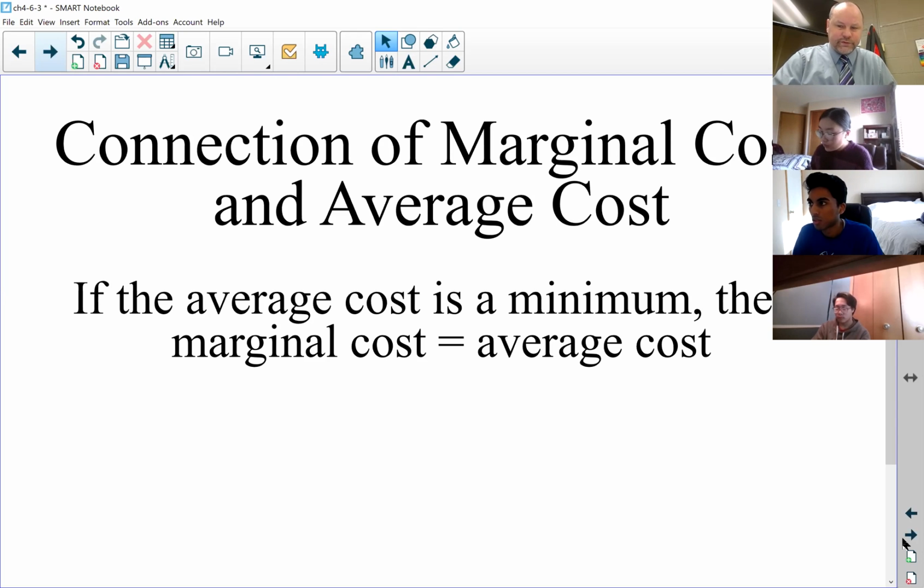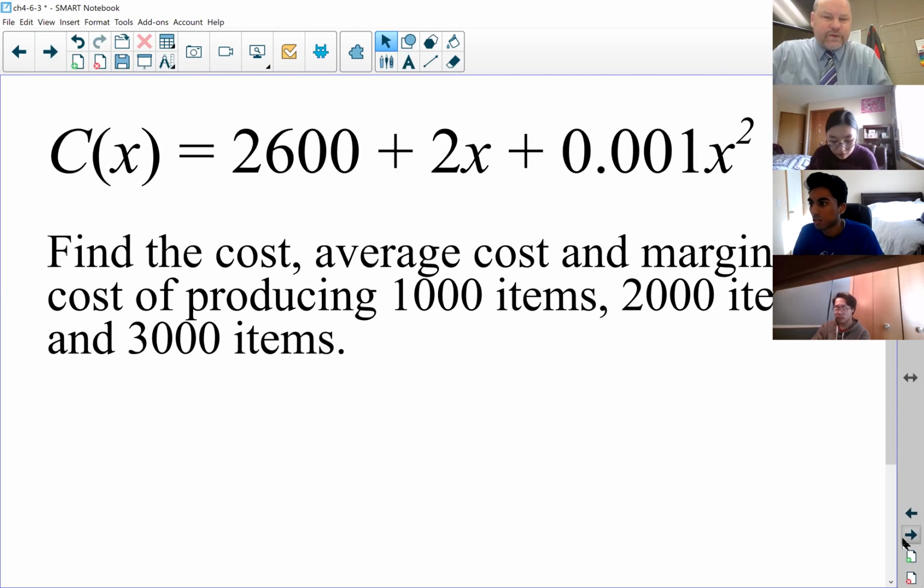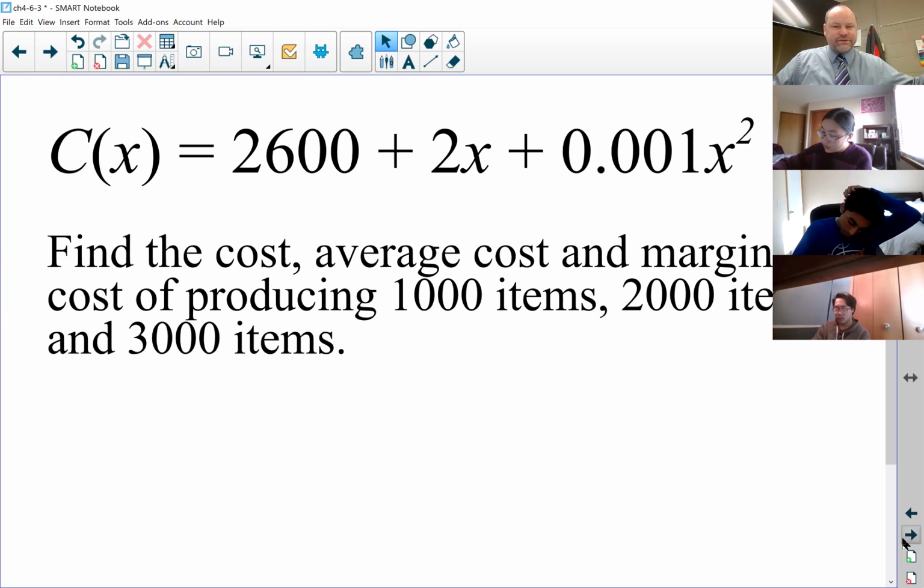Moving on. So if we have a cost function of 2,600 plus 2x plus 0.001x squared, we want to find the cost, the marginal cost, and the average cost of producing 1,000, 2,000, and 3,000 items.